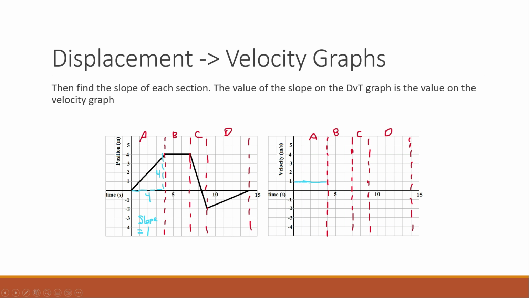For section B, we see that it's horizontal. The slope is 0, so I just highlight 0 on my velocity time graph. For section C, we see that it's actually heading down, and so it has a slope of -3. And so I have a value of -3 for my section C. And in section D, it has a slope of 2/5. 2/5 approximates to 0.4. So I did my best to approximate 0.4 on my graph.